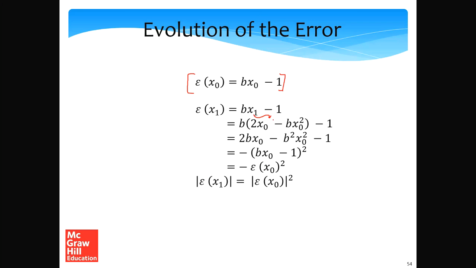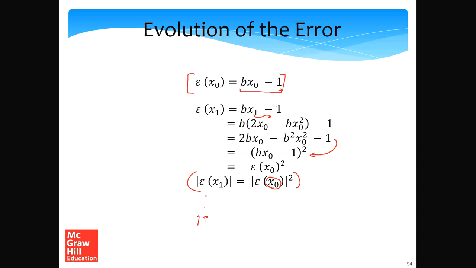So bx1 minus 1 is b times 2x0 minus bx0 whole square minus 1. We do a little bit of algebraic manipulations till we come to this result. So the error is minus of bx0 minus 1 square, and bx0 minus 1 is the error of x0. So this will become minus of error of x0 square. So we can alternatively say that the error at point x1, its absolute value is equal to the square of the absolute value of the error at x0. Similarly, we can extend this argument.